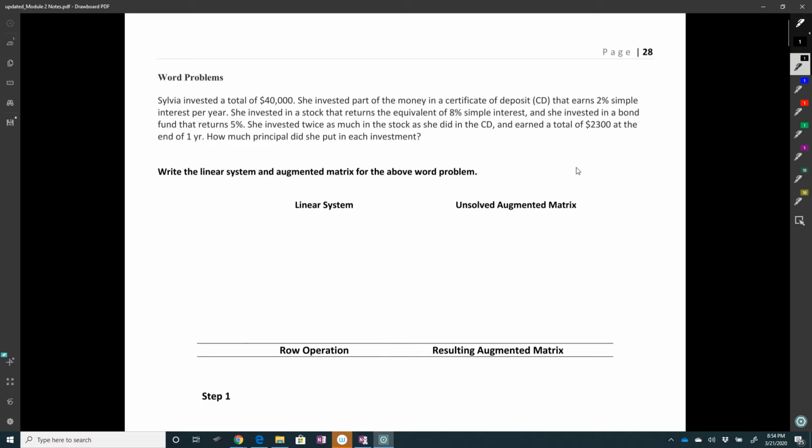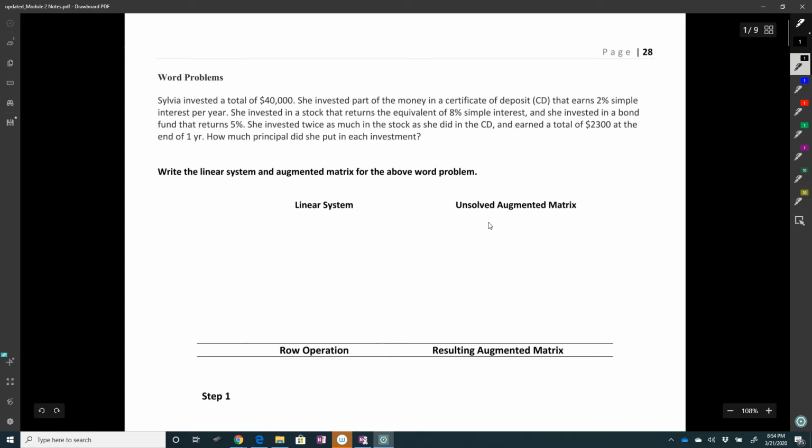All right. Sylvia invested a total of 40,000 bucks, and she invested part of her money in a certificate of deposit that earns 2%, a stock that earns 8%, and a bond that earns 5%. She invested twice as much in the stock as she did in the CD, and earned a total of $2,300 at the end of 1 year. How much principal did she put in each investment?